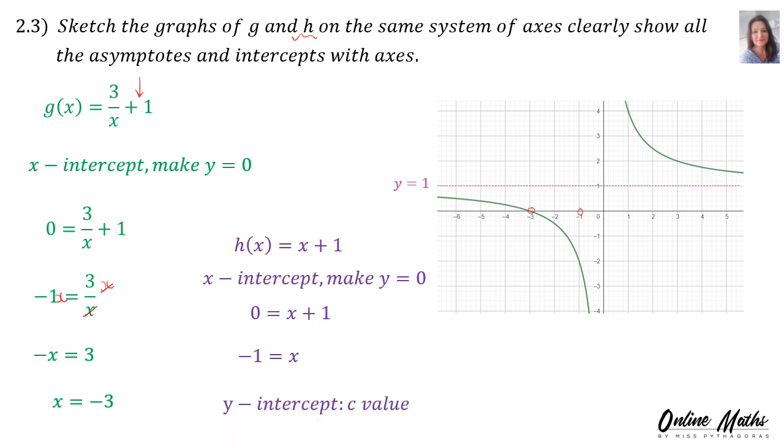And then the y-intercept we know is the c value. The c value is this value on a straight line, which is going to be at +1 there. Therefore, there's your straight line. And remember, here you have to add the name. This is h of x and this is g of x.